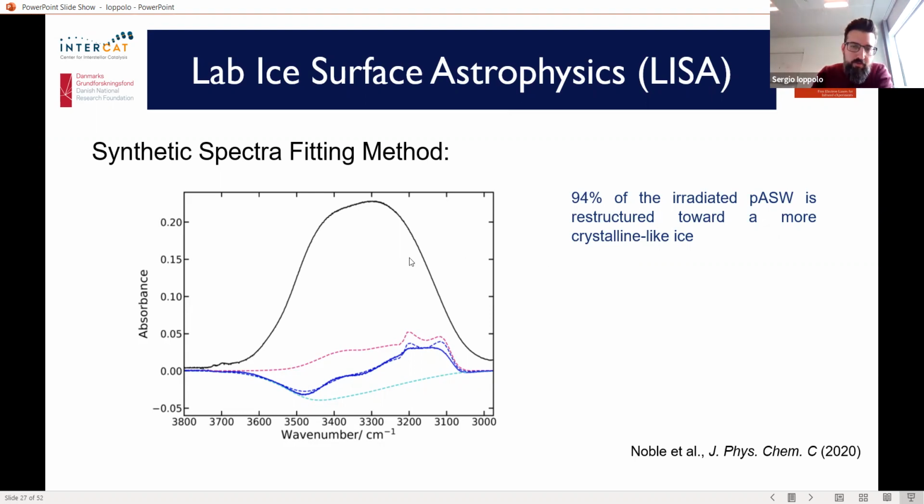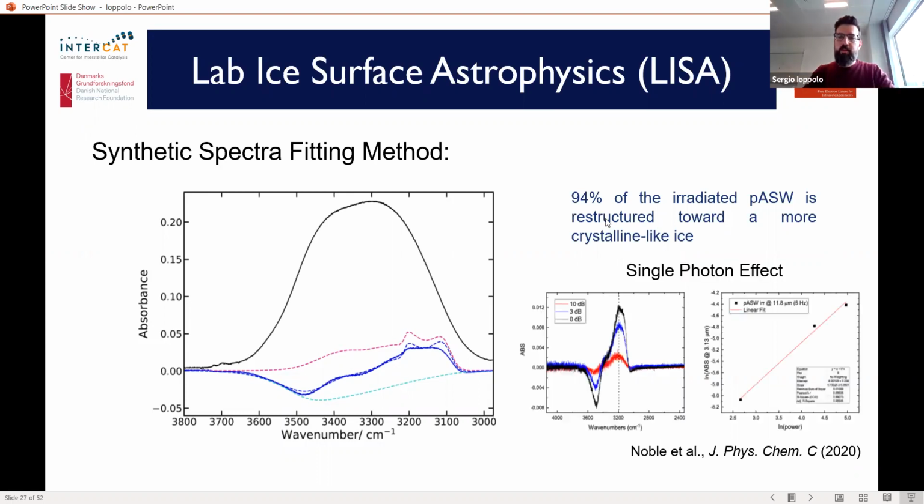And because the laser beam is smaller compared to the FTIR spectrometer beam, we are monitoring mostly ice that was not processed. Therefore, this effect seems small relative to our spectra. But if you scale that up, it looks like 90% of the exposed ice actually restructured.